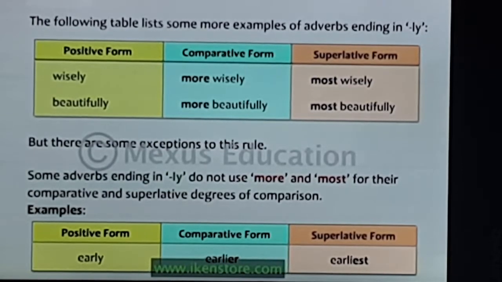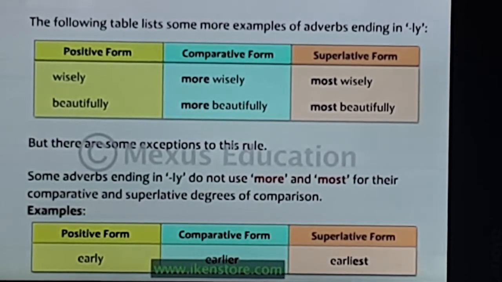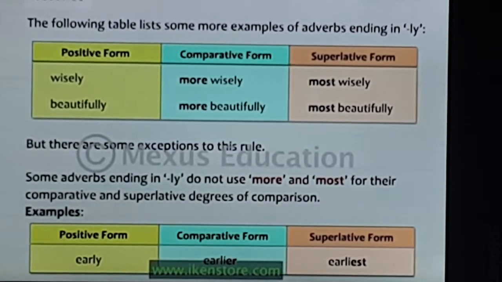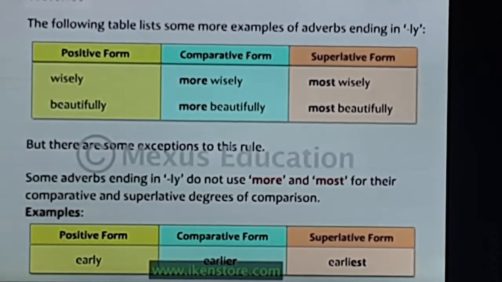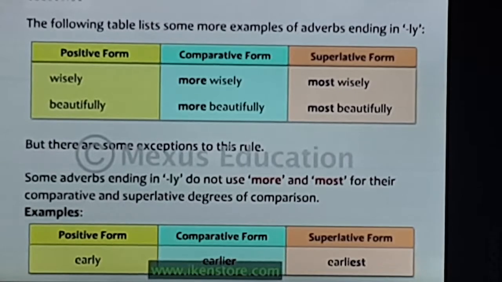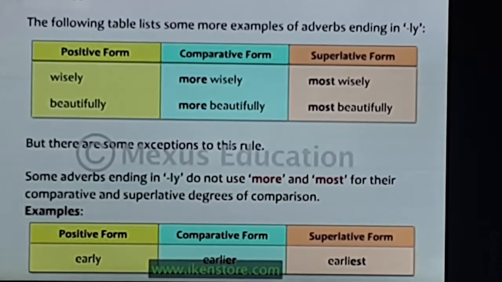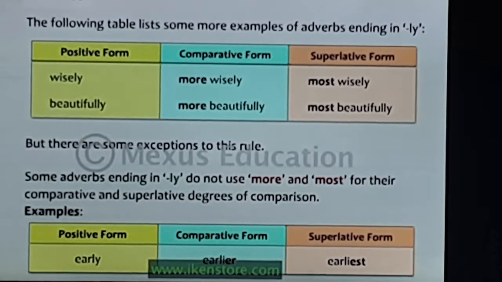These are some more examples, but remember, like I said, in English we usually use more and most. Why? Because rules are there, but not all words or sentences follow the rules. So there are always some exceptions in the English language. So wisely becomes more wisely, most wisely; beautifully becomes more beautifully and most beautifully.